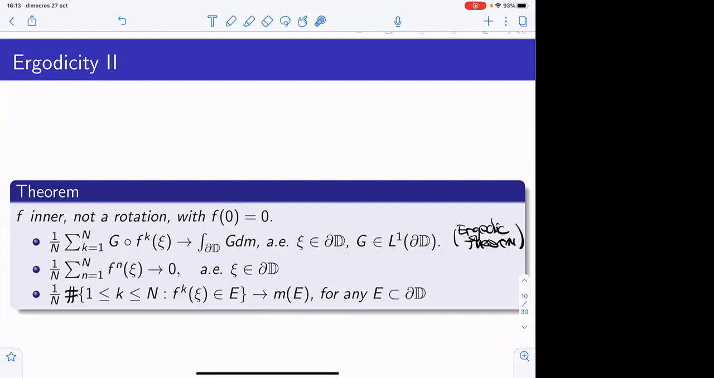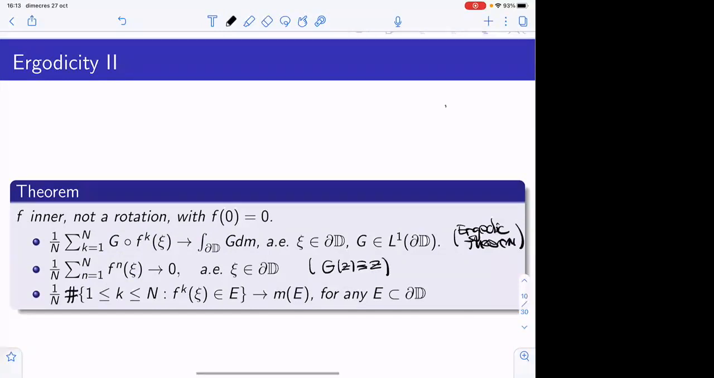So here I have just mentioned two easy consequences of the first part. Assume, for instance, that you take G being the identity. Well, of course, if G is the identity, these temporal means are just the sum of the iterates. And of course, in that case, this integral is the mean of the identity. So this second part follows from the first part applied to this function G. But this already has a nice geometrical meaning. It means the following, right?